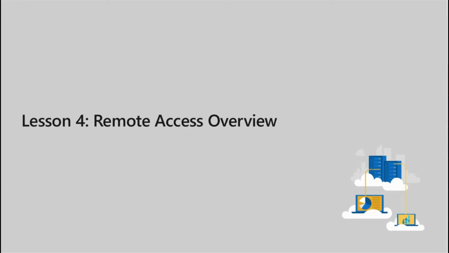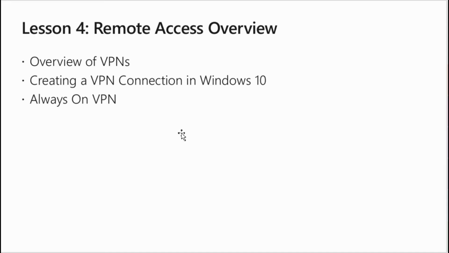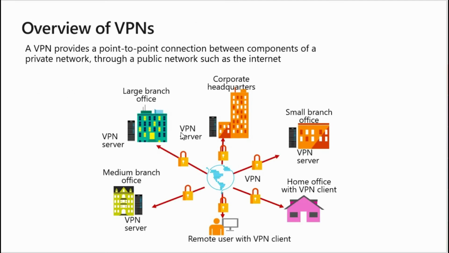Now let's have a look at some remote access overview. In this section we're going to discuss VPNs, creating a VPN connection in Windows 10, and Always On VPN. What is a VPN? VPN is a virtual private network.